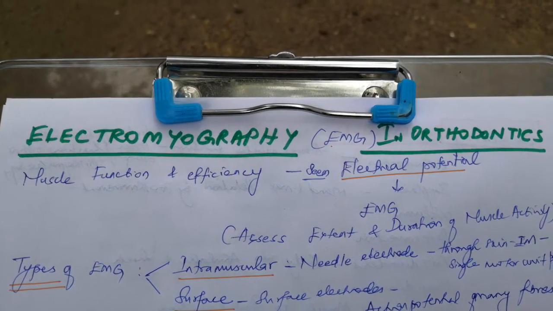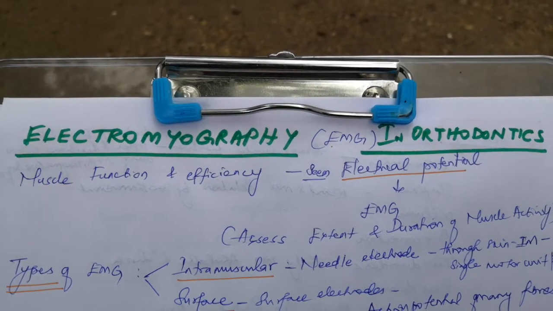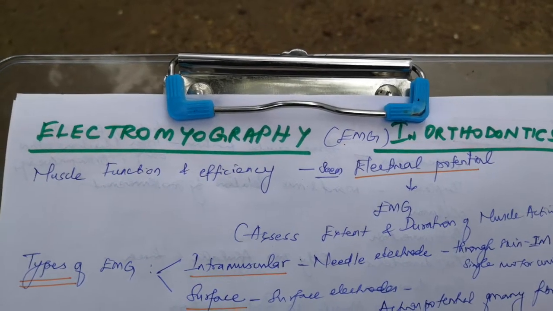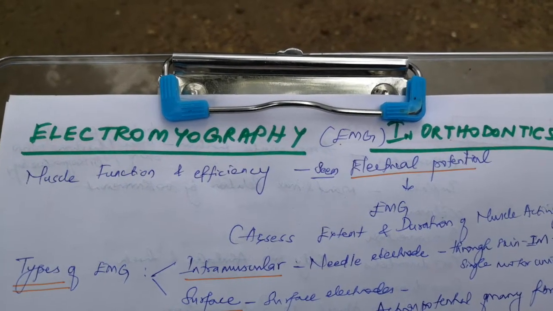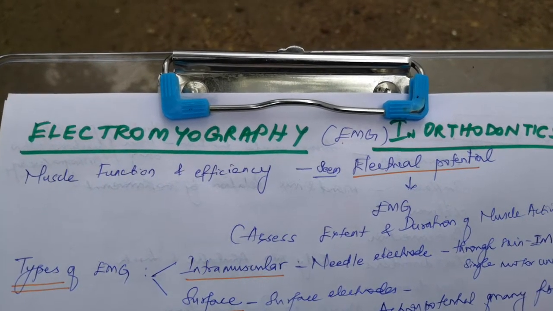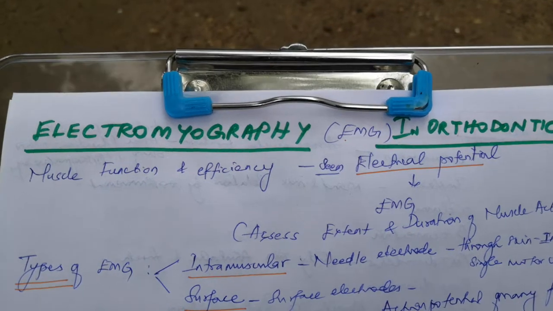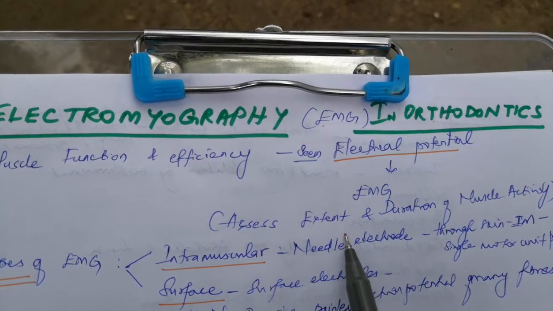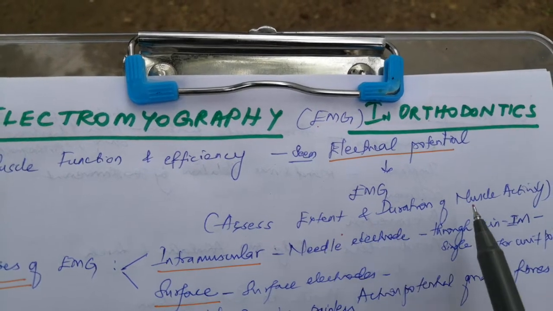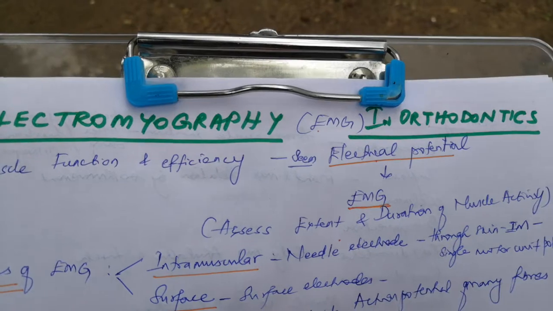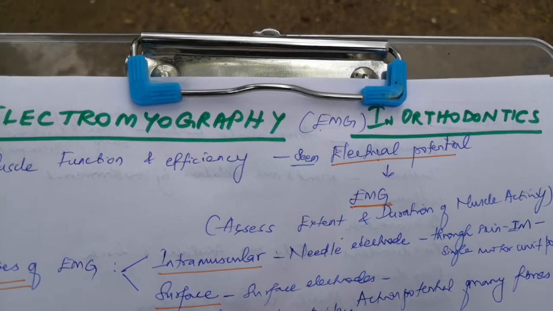Today the class will be on electromyography in orthodontics. In short, it is called EMG. Usually the muscle function and efficiency are expressed as electrical potential. Electromyography has an ability to assess the extent and duration of the muscle activity. So it has an ability to record the electrical potential of any muscle.